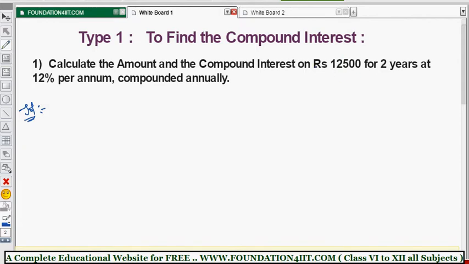So this is the principal, for 2 years. So this is the time, and 12%. So this is the R, right? So your given data is P equals rupees 12,500, and time, that is N, equals 2 years, and R, the given rate of interest, is 12% per annum. Therefore now directly we'll apply the formula.